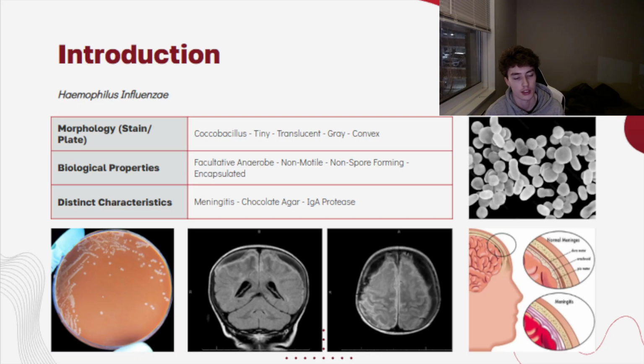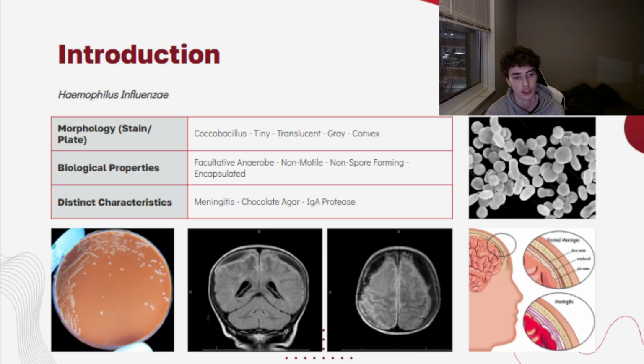The distinct characteristics that I want to talk about, something that I found pretty distinct, was the fact that this causes meningitis. Meningitis is a disease that causes inflammation in the membranes around your spine, spinal cord, and your brain. And this is distinct because this is the key factor causing meningitis. Next up is the fact that it grows on chocolate agar. Chocolate agar is lysed blood. This kind of pays tribute to its name, haemo meaning blood, philus meaning loving or affinity for. So this has an affinity for blood, so it grows best on blood mediums or agars.